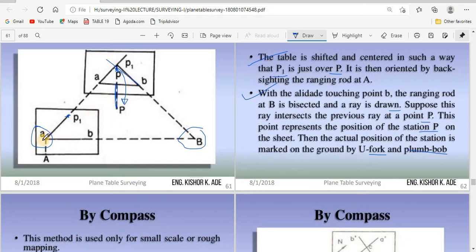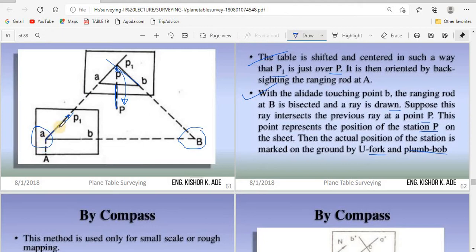After that, by keeping the alidade at point A, you need to bisect your ranging rod at P, and draw a ray AP1. So you need to keep your alidade at point A, bisect the ranging rod at P, and draw a ray from A to P. With the help of eye judgment you are marking a point P1 on this particular ray.